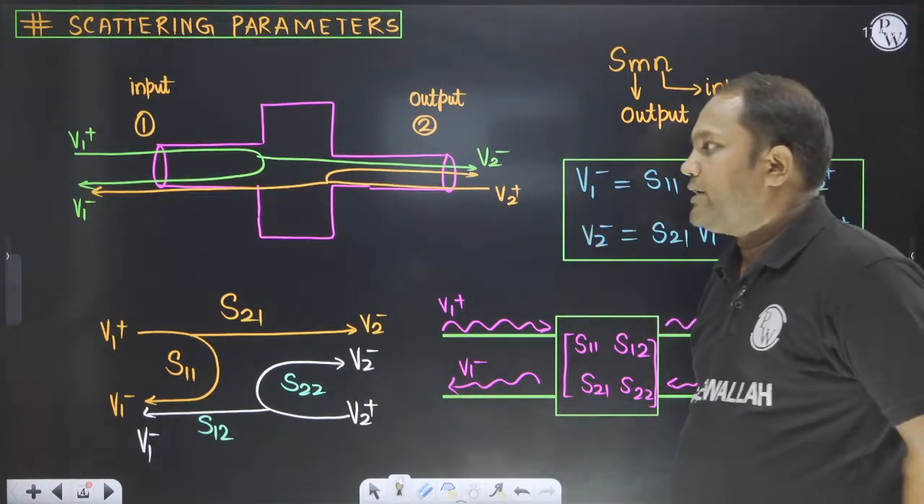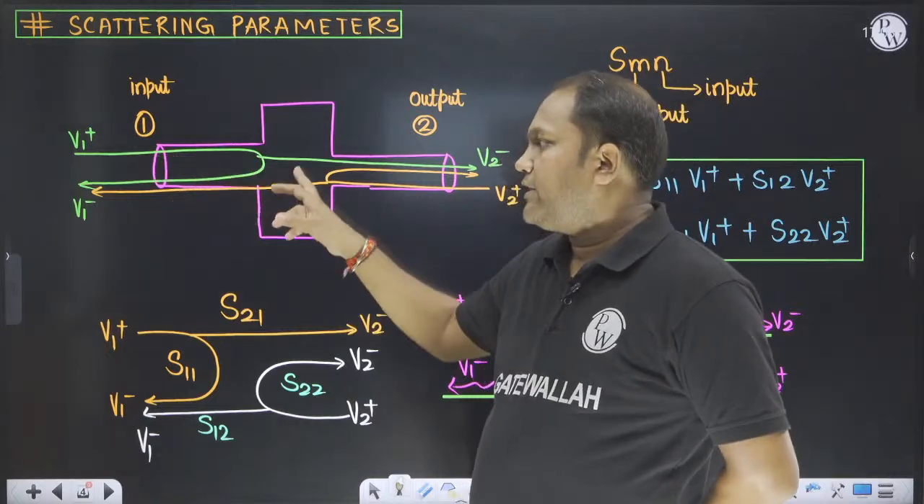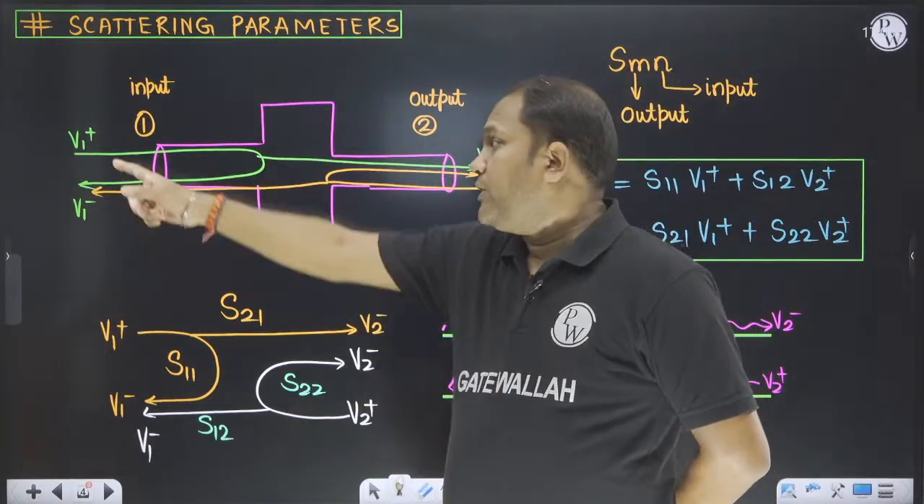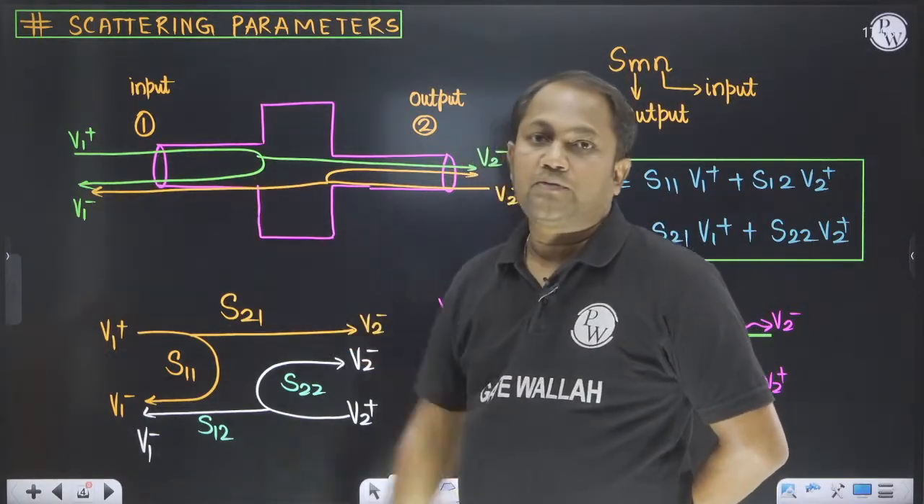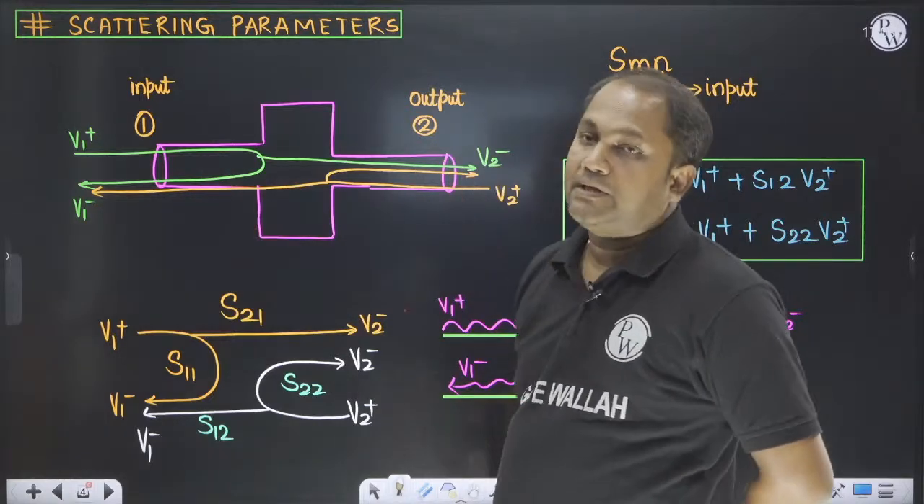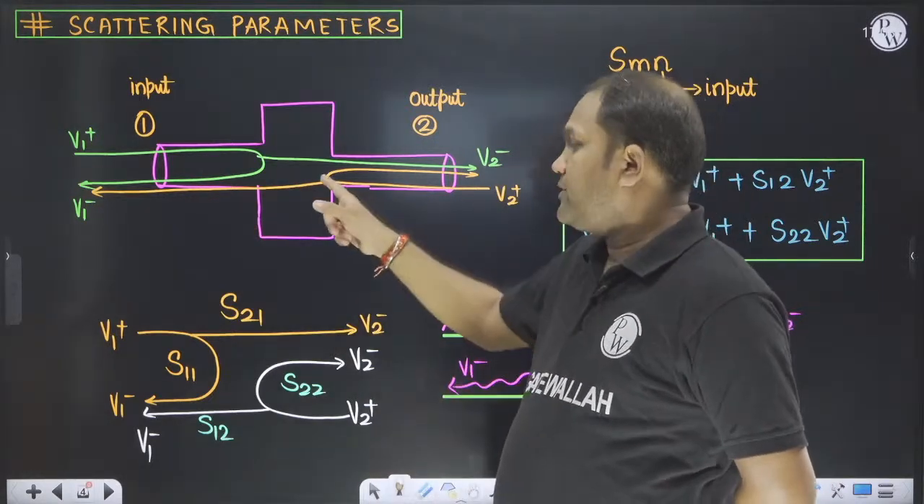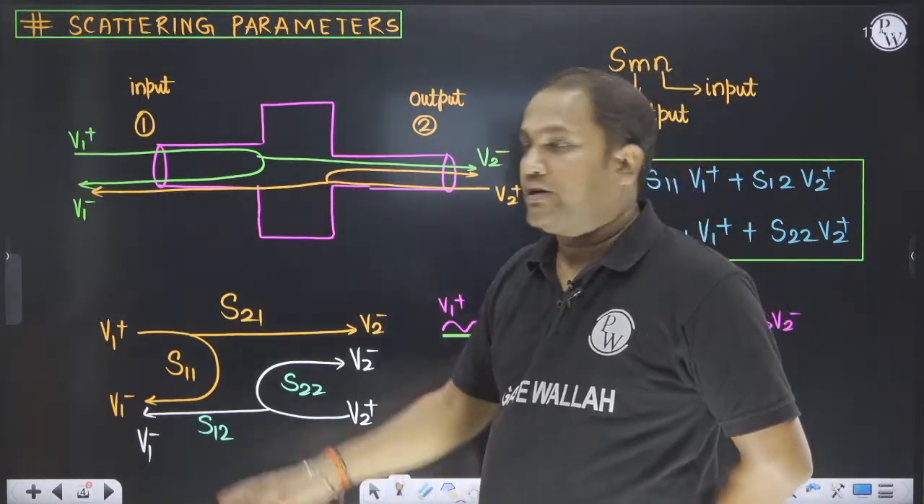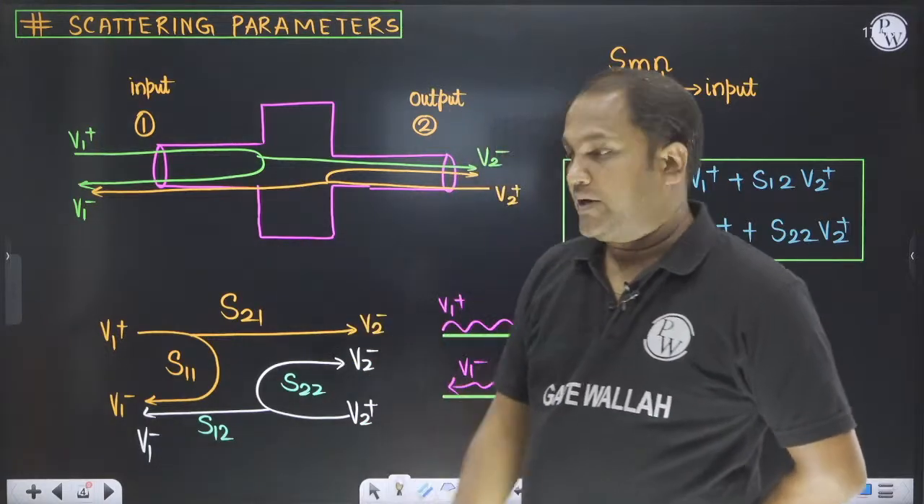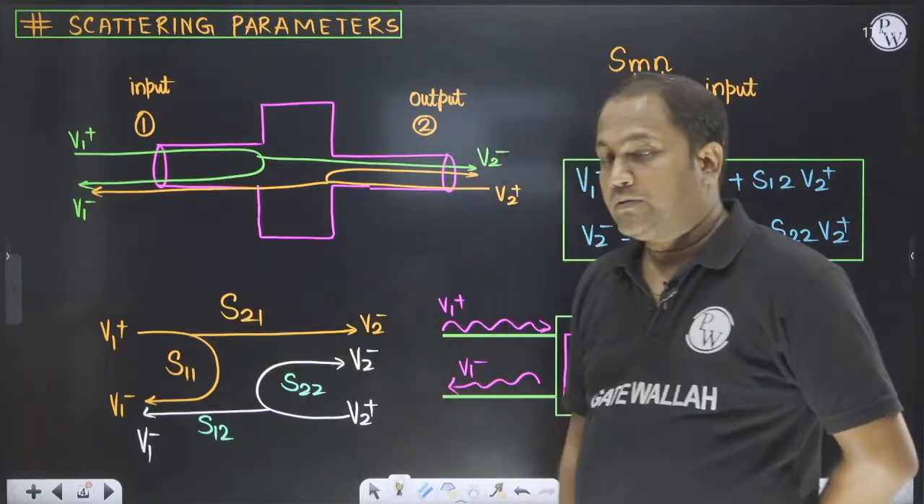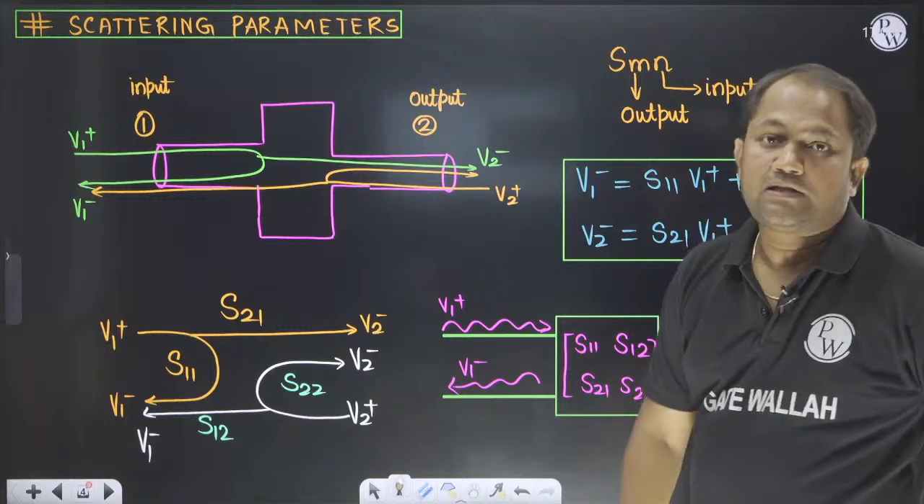In that coupler, there is an incident wave and a reflected wave. When you have incident V1 plus, there is a V1 minus, and the transmitted wave is V2 minus. When you have incident V2 plus, there is a V2 minus, and the transmitted wave is V1 minus. So there is a diagram. The SMN is written like this.